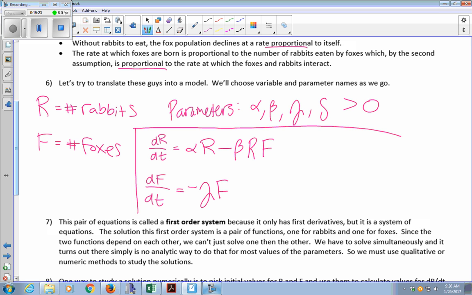And then my last bullet says the rate at which foxes are born. So we're now increasing the population of foxes. That's proportional to how often they interact. So I'm going to add my last constant of proportionality, delta, times the interaction term, RF.